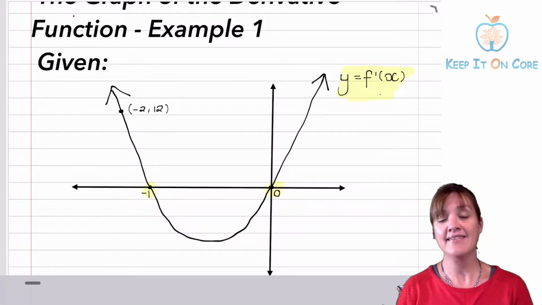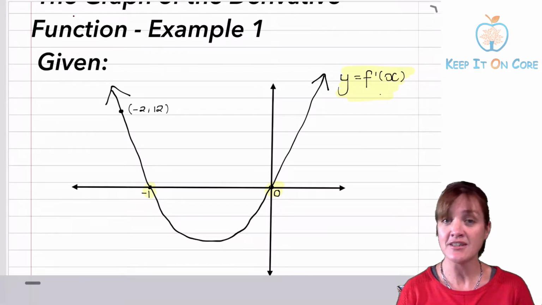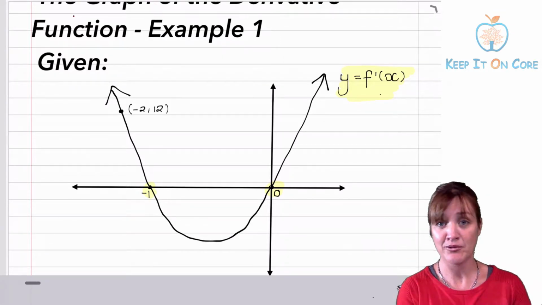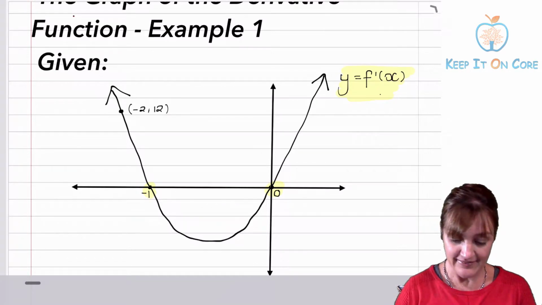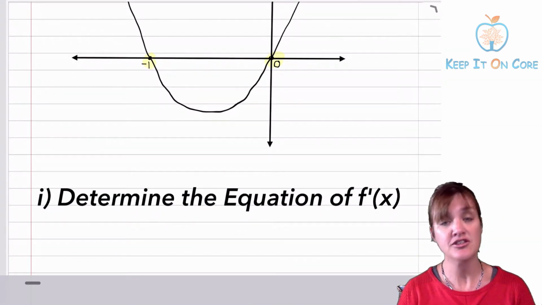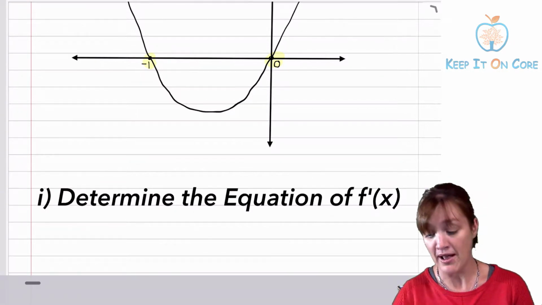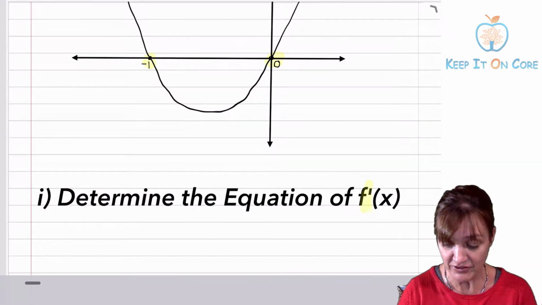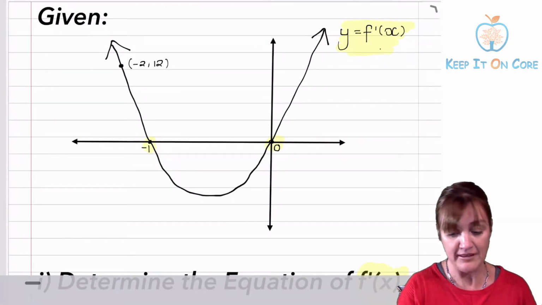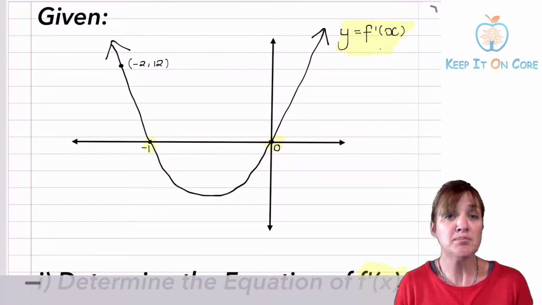And remember that the x-intercepts of the derivative function form the x-coordinates of the turning points of your cubic function. That was from the last video. So we've got this picture, and the first thing they're asking me to do is determine the equation of f prime x. So they're asking us for the equation of the derivative. This is the graph they're asking me for the equation of, which is a parabola.